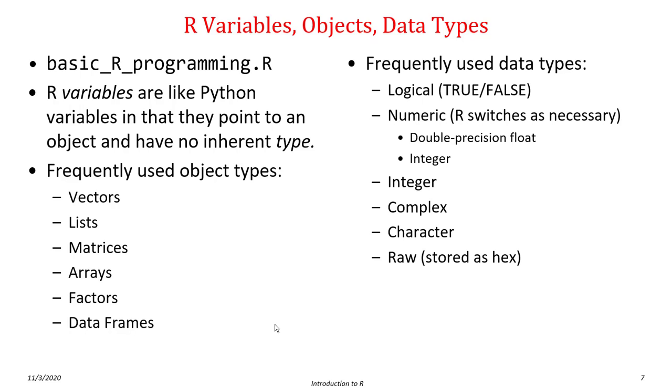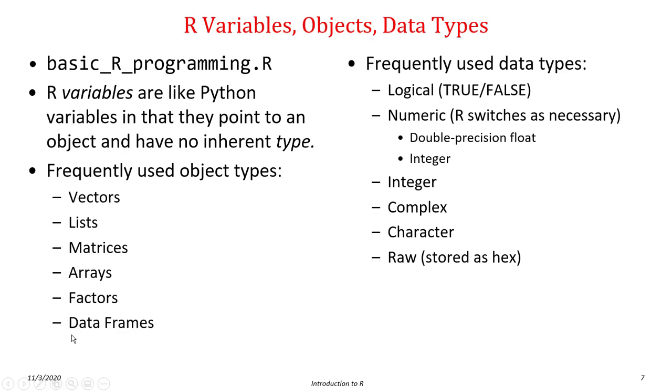So R variables are like Python in that they point to an object, and so the variables themselves don't have a type. The object itself has an inherent type, and so you can change the object to which the variable points, and thereby change the type or the imputed type of the variable. We're going to show that here in just a second, and then we're going to talk about object types and data types: vectors, lists, matrices, arrays, factors, and finally data frames.